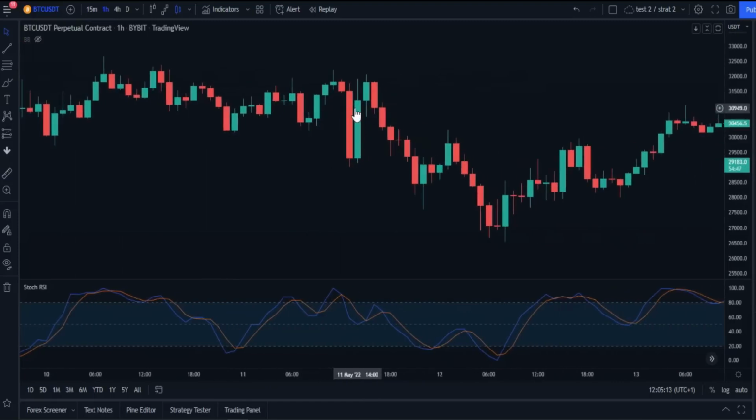Here, as we said, the pattern is weak, and even when you look at the stochastic indicator, you will find that it is very far from the oversold area.